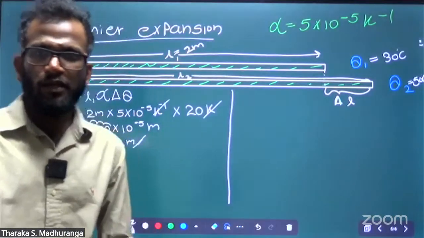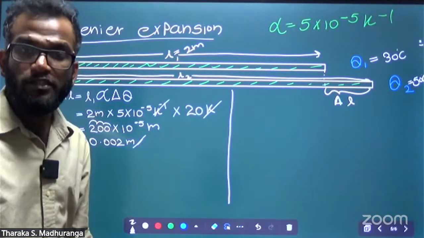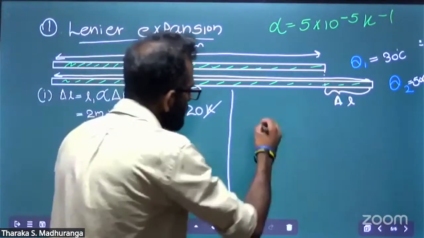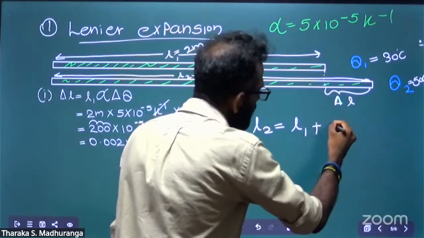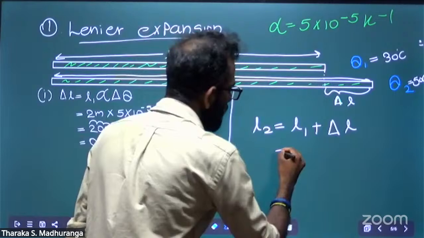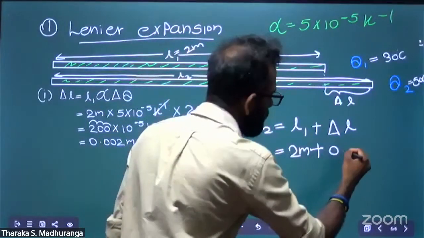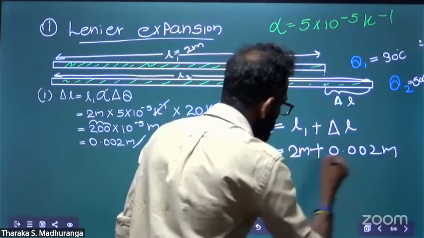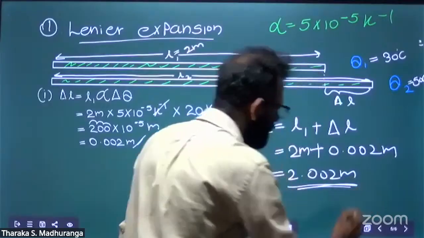Very good. Now you don't need any other equation to get the L2. The L2 equals L1 plus delta L. The delta L you already got. L1 is 2 meter plus the delta L is 0.002 meter, then 2.002 meter is the L2.